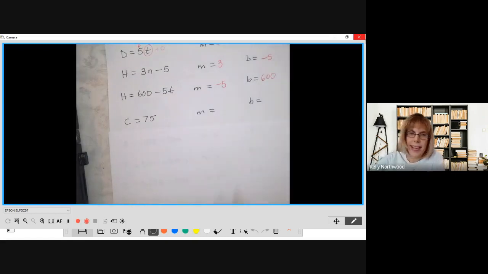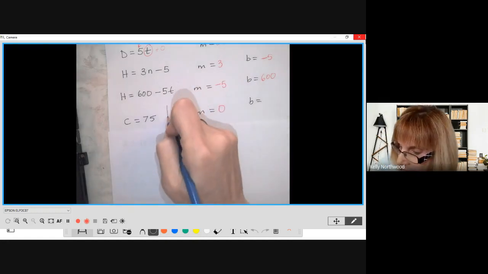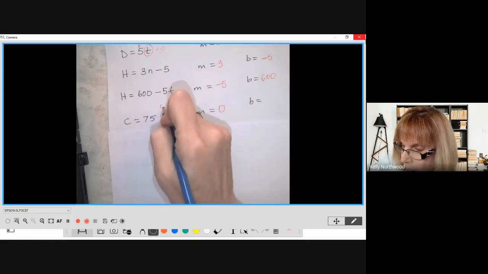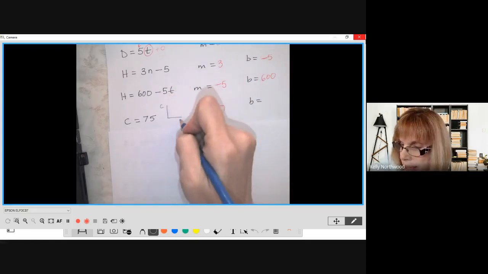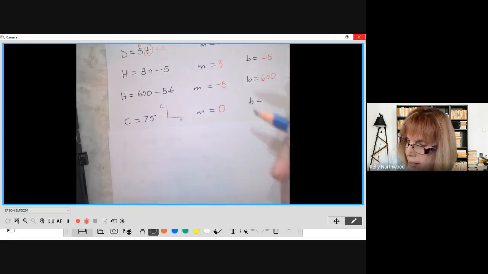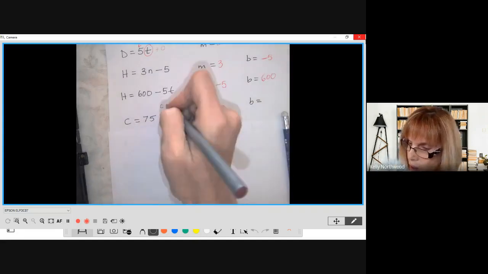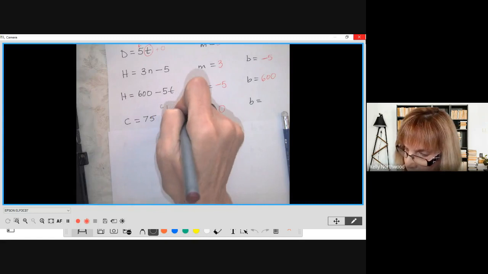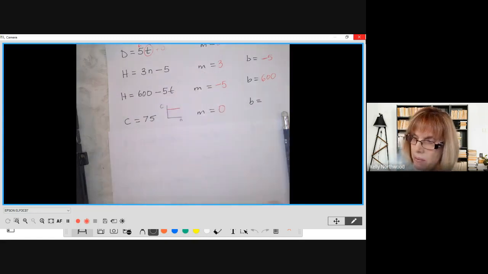C, cost, think about it that way. Cost equals 75. C equals 75. Idea for the m? 0. 0, very good. I want to just do a little sketch of what this would look like. So say you had C for cost, and there's not even a variable, but we could guess it was like number of something. If cost is always 75, it's like a season's pass maybe. So your cost is $75 no matter how many rides you go on.